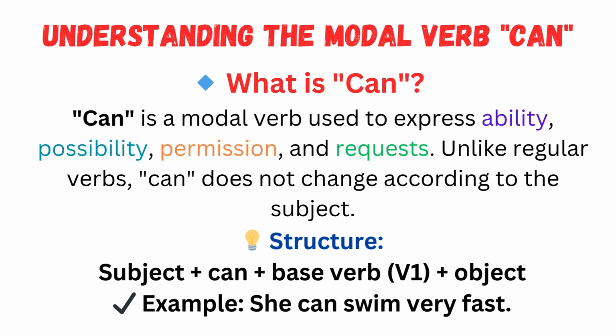Understanding the modal verb can. What is can? Can is a modal verb used to express ability, possibility, permission, and requests. Unlike regular verbs, can does not change according to the subject. The structure is subject plus can plus base form of the verb plus object. For example, she can swim very fast.